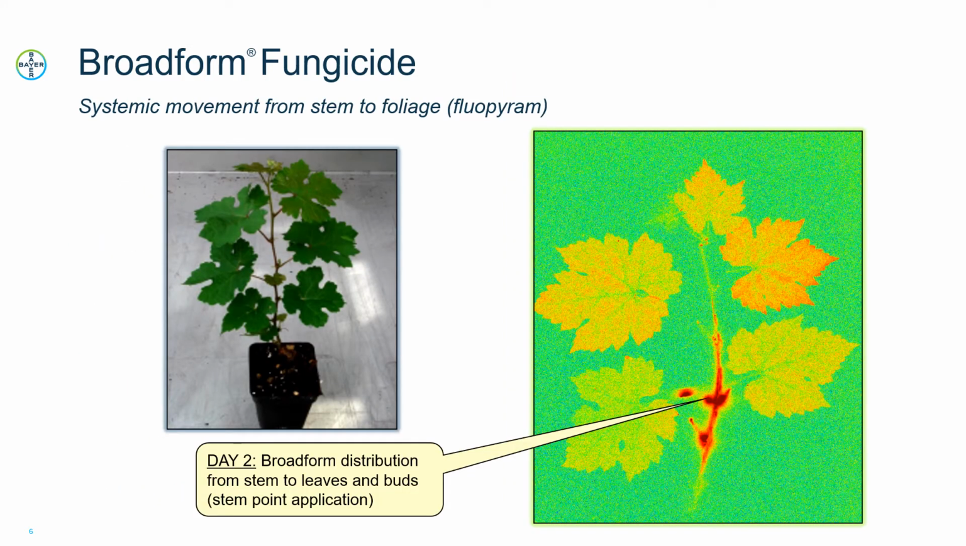This radiograph shows active ingredient flushing through leaf tissue. That's the portion in red. Uptake and redistribution by the stem into newly emerged leaves. Within 2 days, the active ingredient flushes up to all the foliage above it.